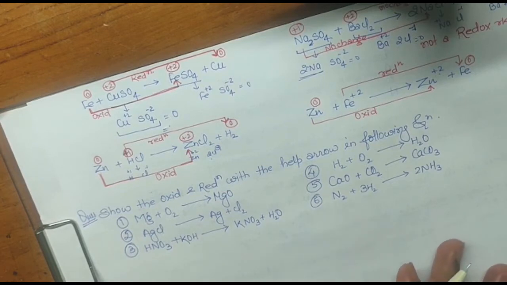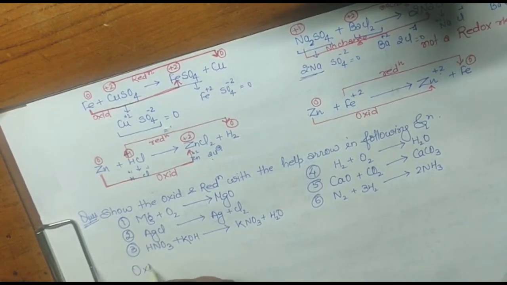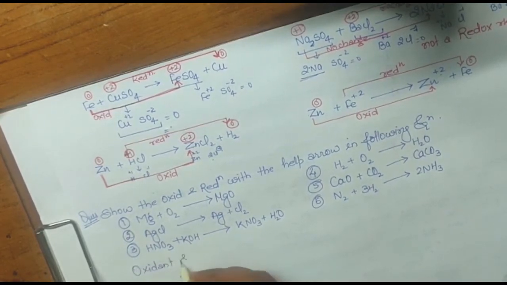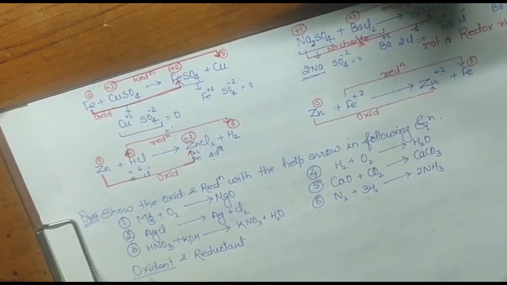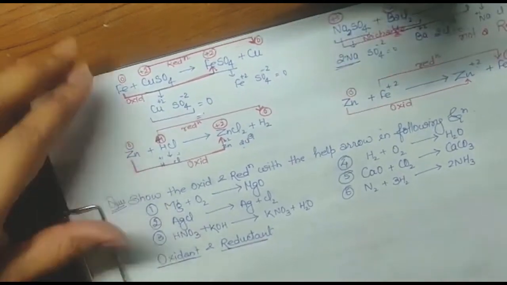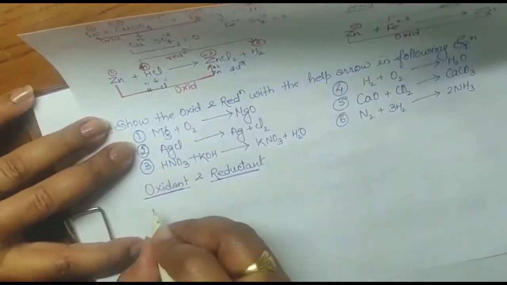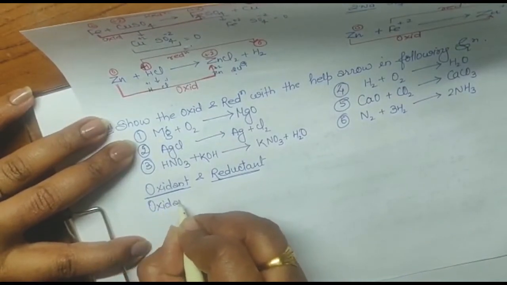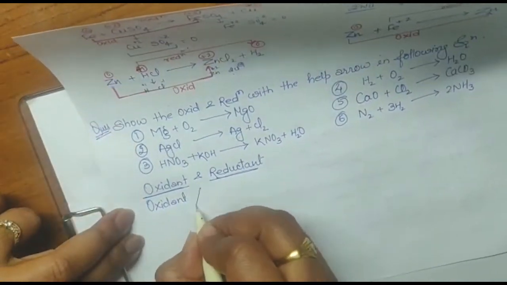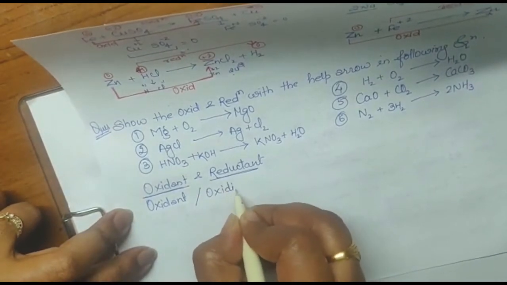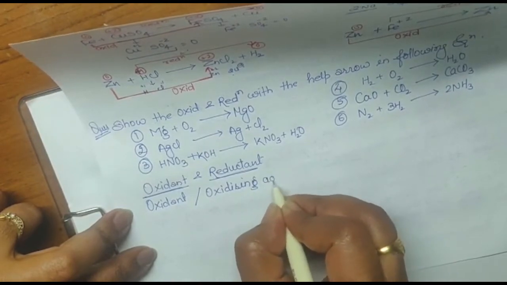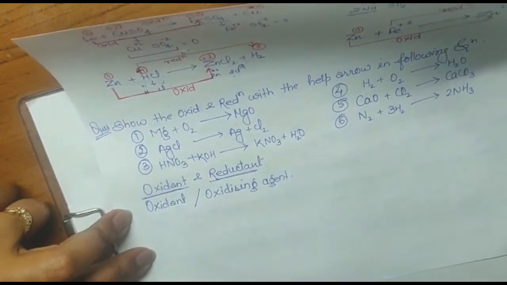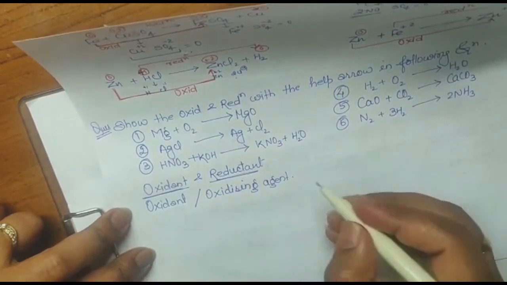oxidant and reductant. Okay, so next topic is oxidant and reductant. It is again still a very important topic, so be sincere. Oxidant. Oxidant is also known as oxidizing agent. Got it? Oxidant is also known as oxidizing agent.